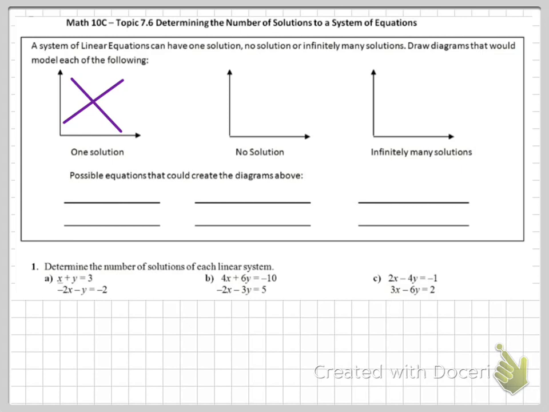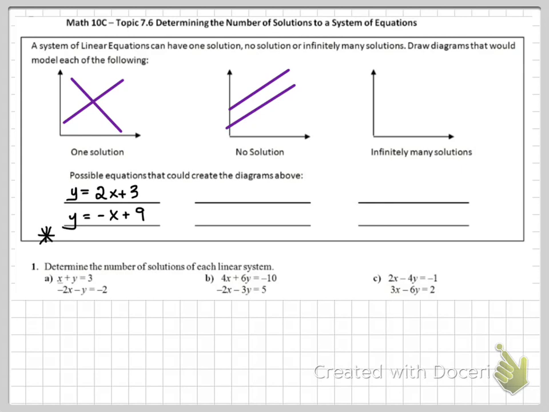Let's move on to 7.6. This is determining the number of solutions to a system of equations. Well, a system of equations is going to have one solution if the two lines cross and they intersect at one point. This will happen if they have different slopes. Two lines will have no solution if they're parallel. That means that they have the same slope, but they have different y-intercepts.